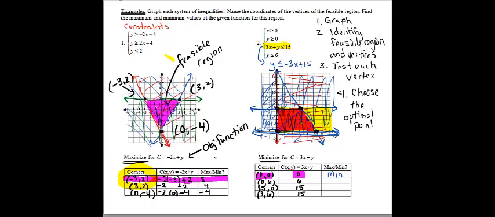Again, in summary, vocabulary. These are my objective functions that I'm trying to minimize or maximize. I do that by graphing my constraints or my inequalities to identify a feasible region, and then picking my vertices, my corners, because my vertex principle tells me that the minimum or maximum will always occur at a corner.